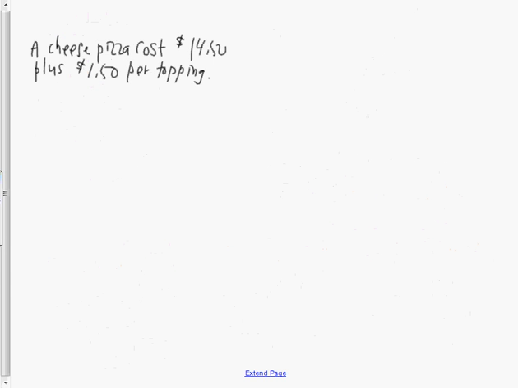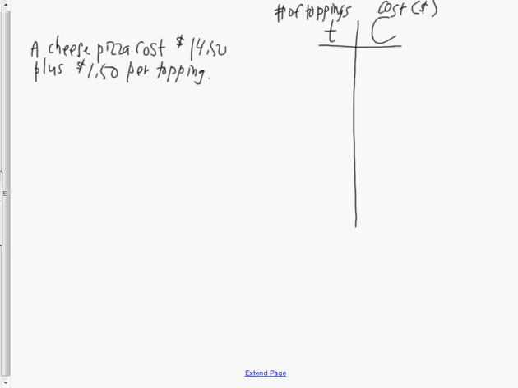Question 3, all you're given is a context. At this point it says a cheese pizza costs $14.50 plus $1.50 per topping. So the first thing you want to do when you're given a context is see if you can define what things you know. So for this one, you know the number of toppings and you know the general cost. So I'm going to let small t represent the number of toppings. And I'm going to represent C with the cost in dollars. Okay? And then I'm going to fill in the values according to the context.